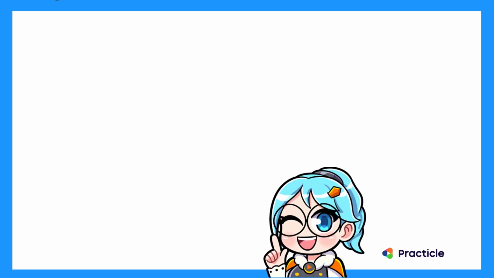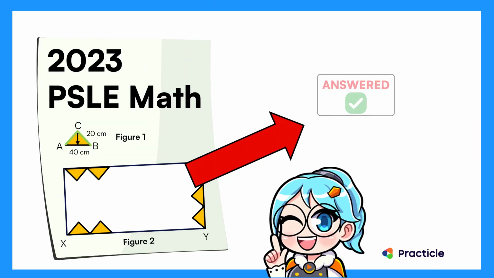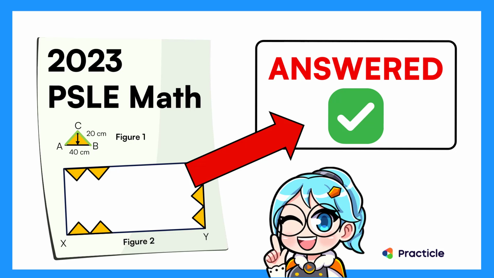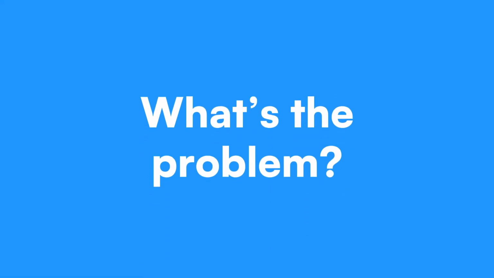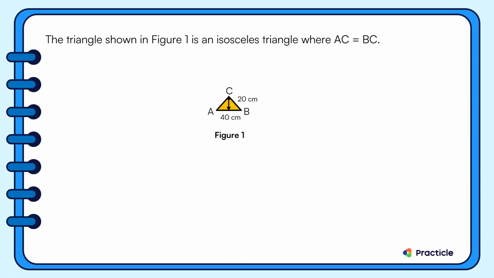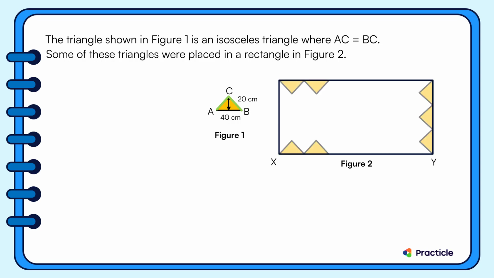Let's see if you've got what it takes to solve this PSLE Math 2023 question on area and perimeter. Let's read this question together. The triangle shown in figure 1 is an isosceles triangle where AC equals BC. Some of these triangles were placed in a rectangle. Let's look at the figure and see what we can tell, okay?